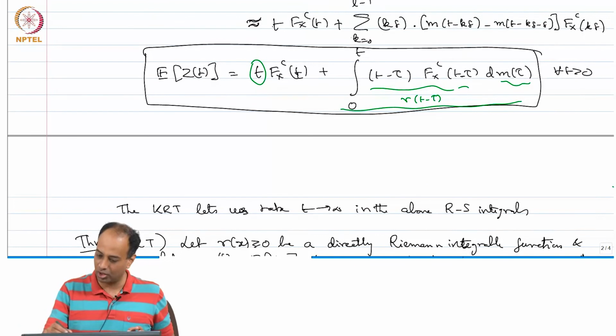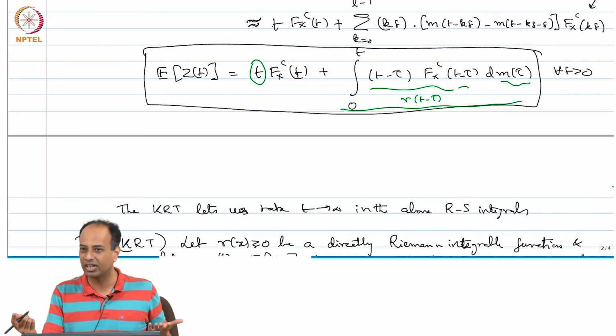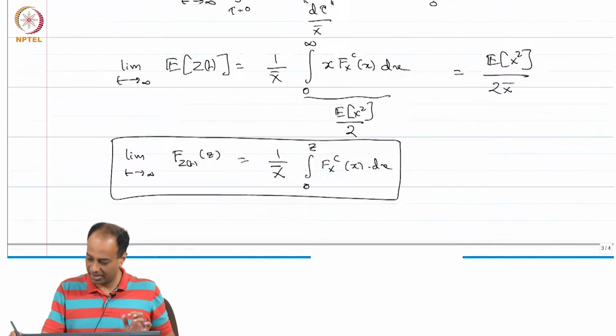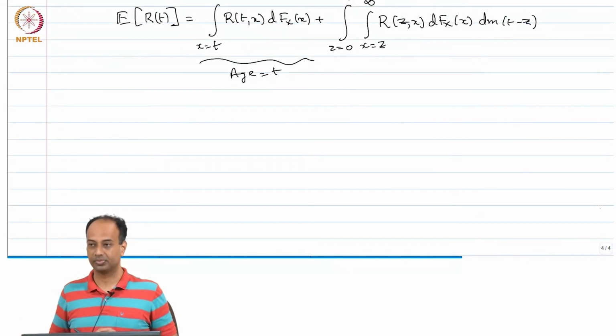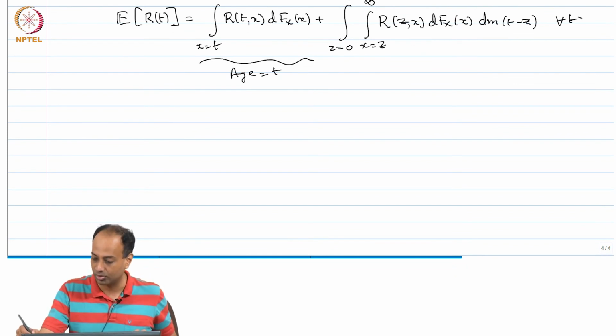So, I wrote down this big sum out here. The same sort of thing I did for Z(t), you can do for any r(Z(t), X(t)). You will then get this kind of a result. So, this is for any finite t greater than 0.